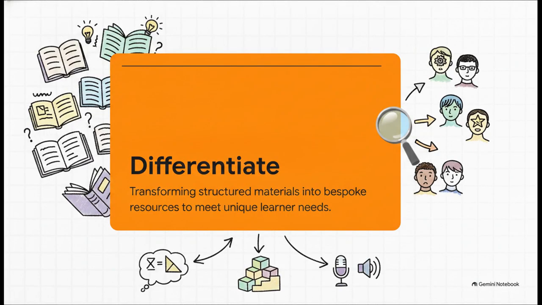And that brings us to differentiate, the absolute heart of this whole process. Because you've provided the context and the structure, you can now tell the AI to adapt reading levels or modify practice questions for specific IEPs, or even generate alternative explanations for really complex concepts. This is where static materials officially become bespoke, hyper-personalized resources.